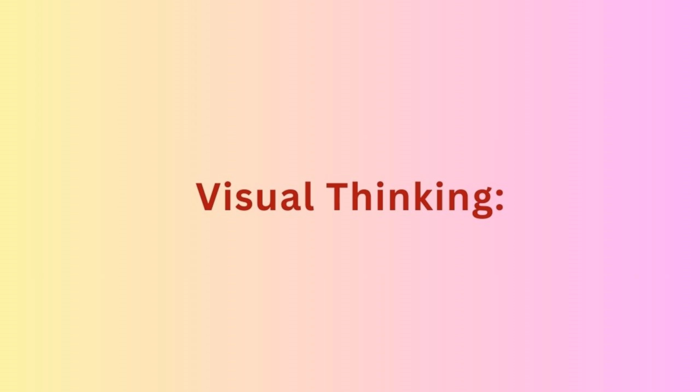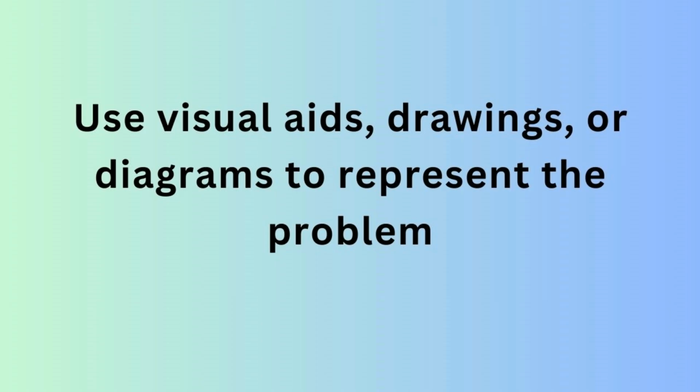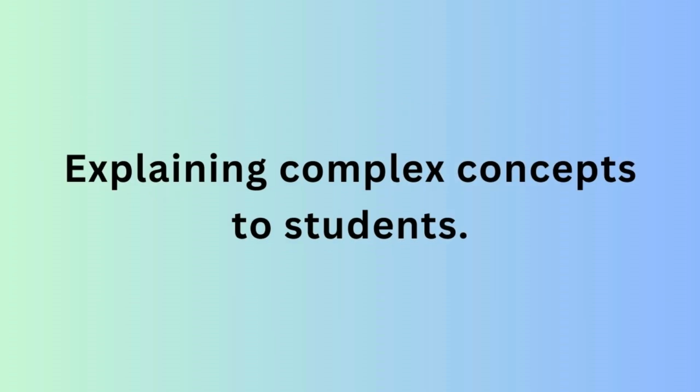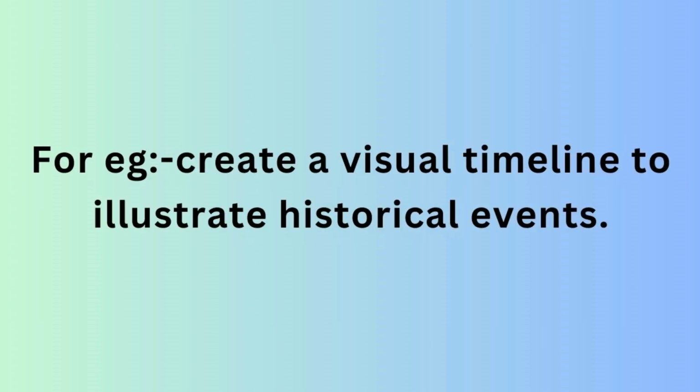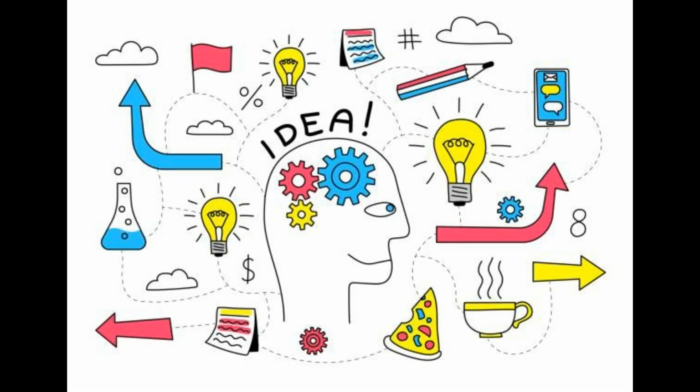Next is visual thinking. Use visual aids, drawings, or diagrams to represent the problem. Sometimes a visual representation can reveal new perspectives. For example, to explain complex concepts to students, you can use visual aids, diagrams, or infographics to simplify complex topics. For instance, create a visual timeline to illustrate historical events or a diagram to explain scientific processes.